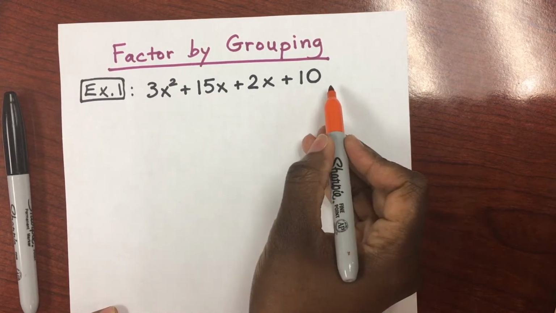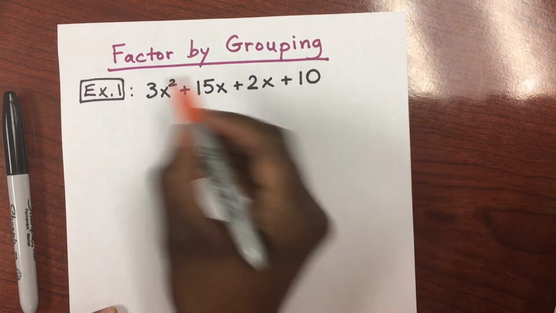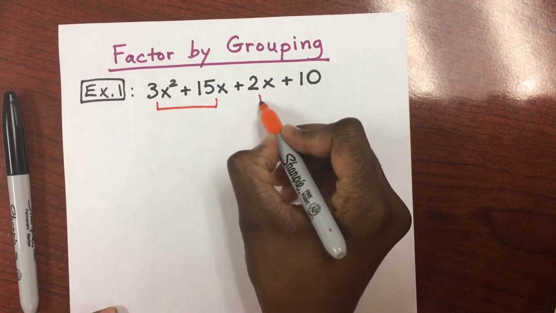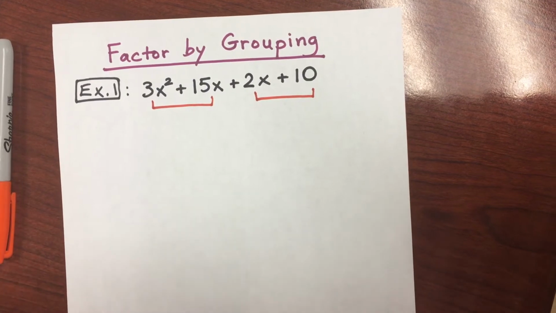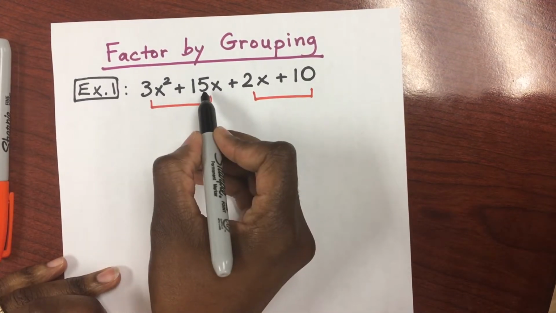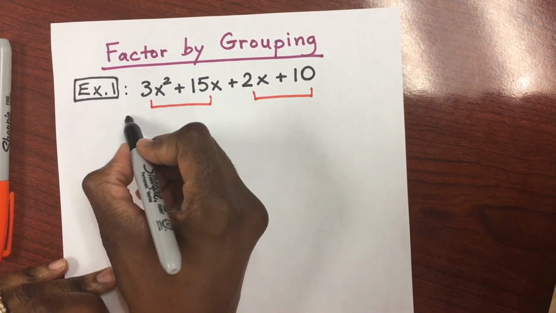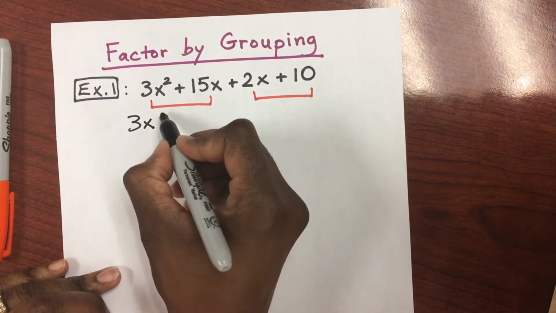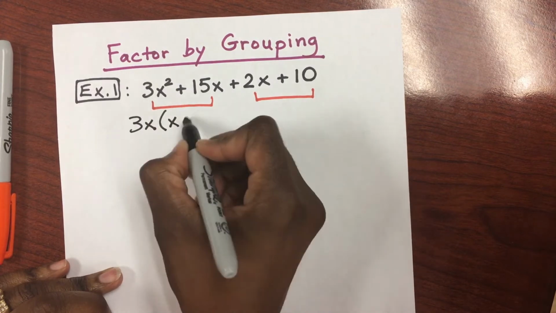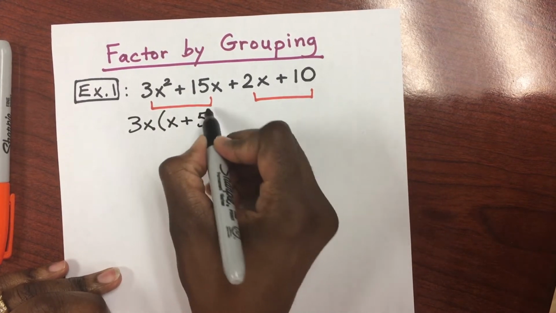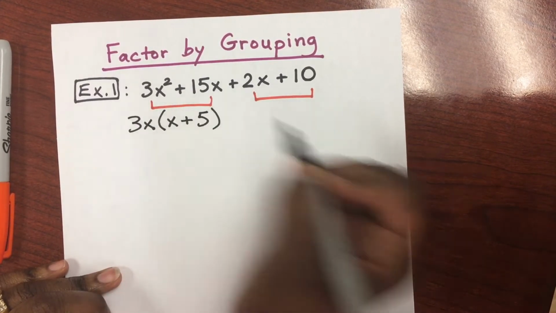We want to factor this, but it's a polynomial. So we're going to group them two at a time. Now we factor out what they have in common. What do 3x squared and 15x have in common? Well, we take out the greatest common factor, which is 3x, and we have left x times 3x gives us 3x squared, plus 5 times 3x gives us 15x.